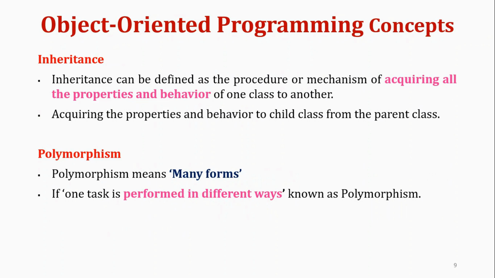So the next concept is polymorphism. It is a two word combination, poly and morph. Poly means many, morph means form. So taking many forms. One entity can act differently, or one entity can be implemented differently, or one task can be performed in different ways, is known as polymorphism.